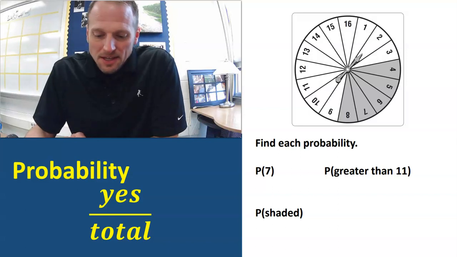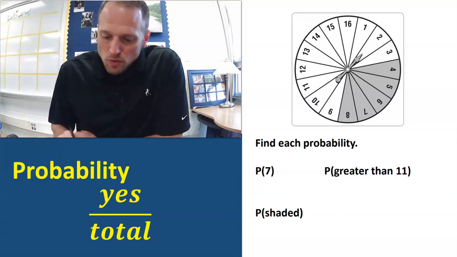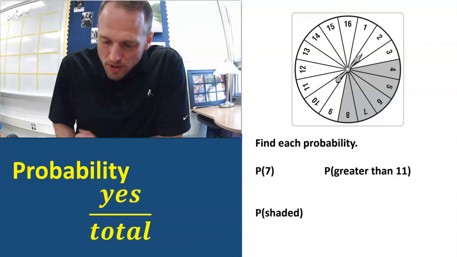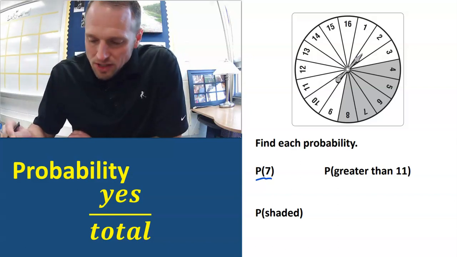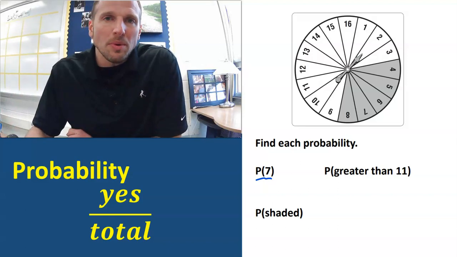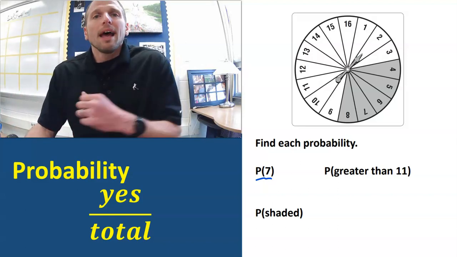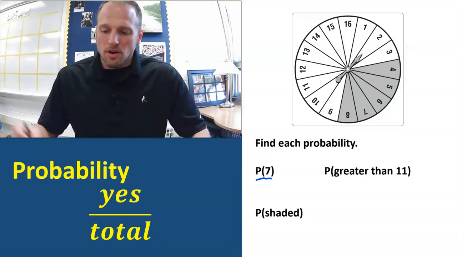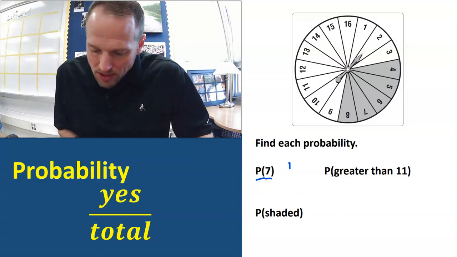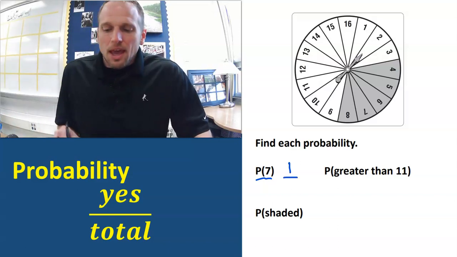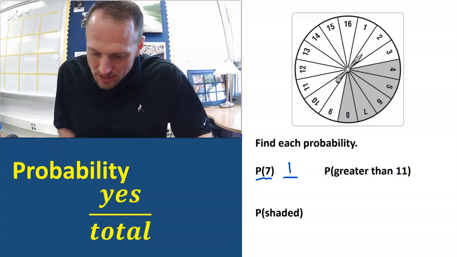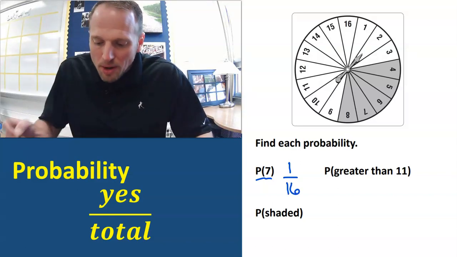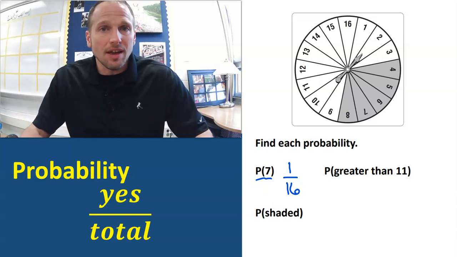So let's see. First of all, this first one right here, this is red. What is the probability of 7? So we've got a spinner. We're going to spin it. What's the probability of 7? So here's my question. How many 7s are there on that spinner? Well, there's only one 7 on that spinner. How many different numbers are there total on that spinner? There's 16.